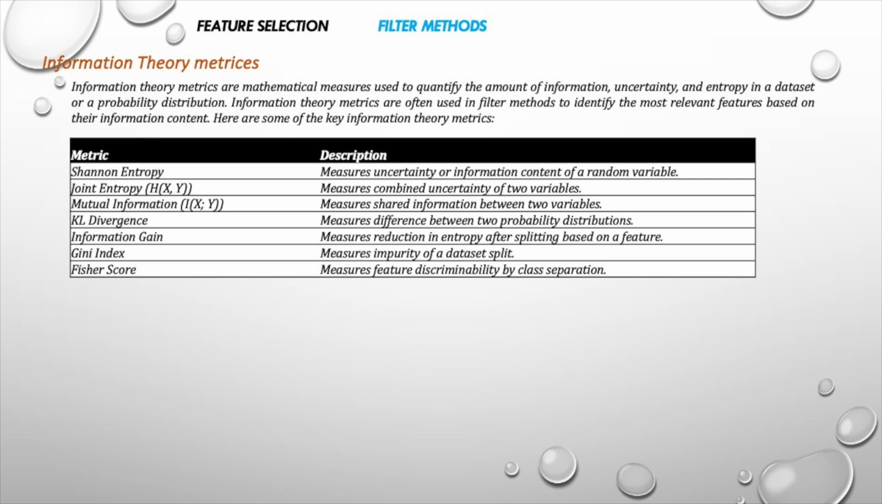Fisher score. The Fisher score, also known as Fisher discriminant analysis or Fisher's linear discriminant, is a statistical measure used for feature selection and dimensionality reduction. It aims to find a linear combination of features that maximally separates different classes or groups in a dataset. Fisher's linear discriminant analysis is particularly useful in supervised learning problems where there are multiple classes, and the goal is to find a projection that maximizes the separability between the classes.